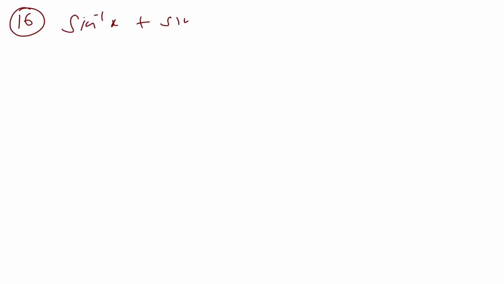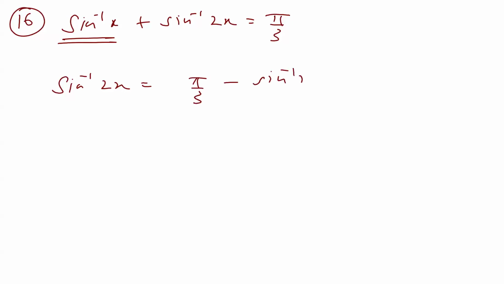sine inverse of x plus sine inverse of 2x is equal to pi by 3. Take the easier term to the right hand side. Sine inverse of 2x is equal to pi by 3 minus sine inverse of x.